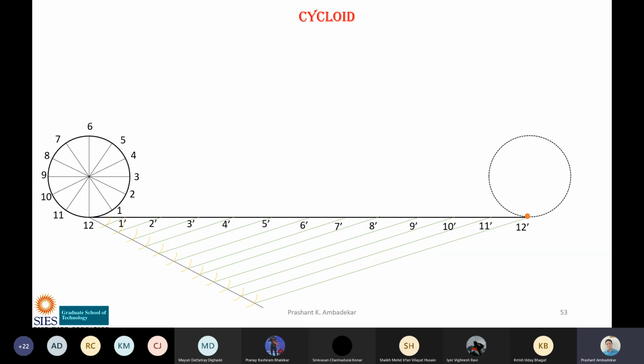Okay, so you do not have to draw this circle all the time. You have to draw one circle only. I have drawn this circle just for your understanding of how these points are plotted.